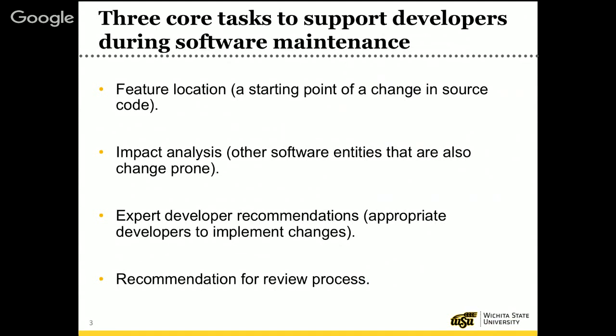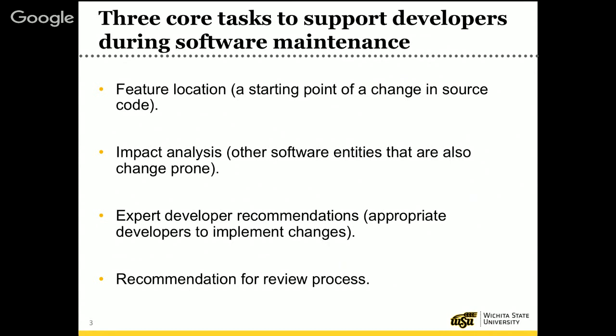So if we have a tool that recommends the top files that have the potential to introduce this bug, it's going to help a lot. We call this problem in the software community feature location. And the other one is impact analysis.